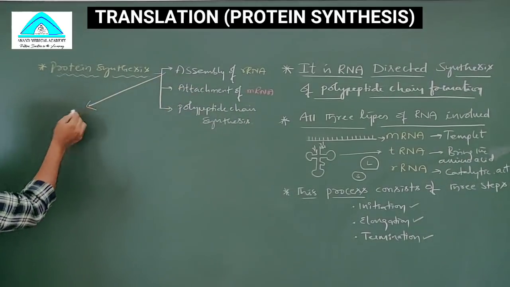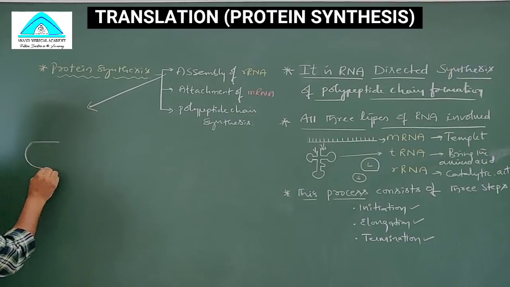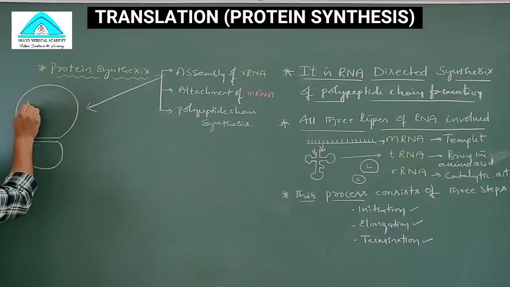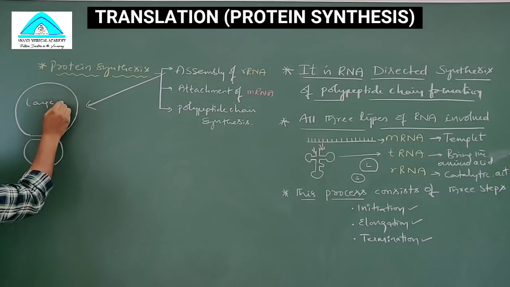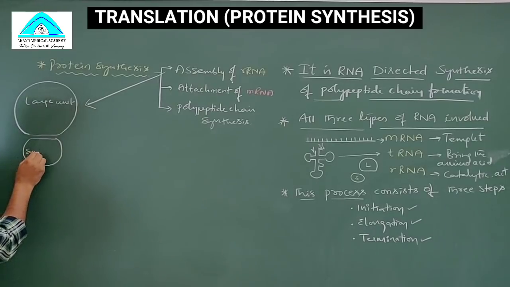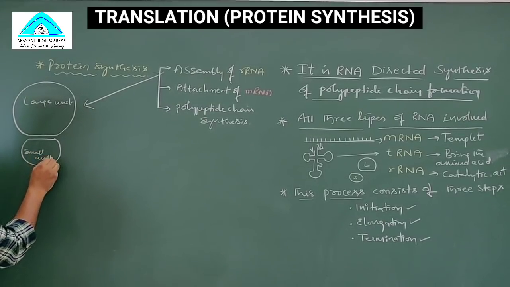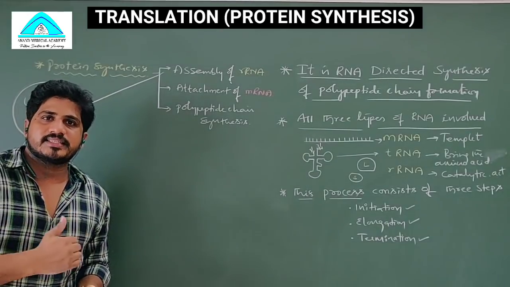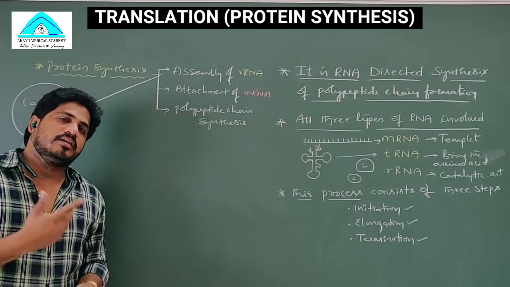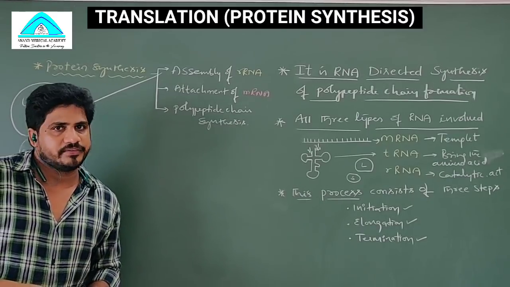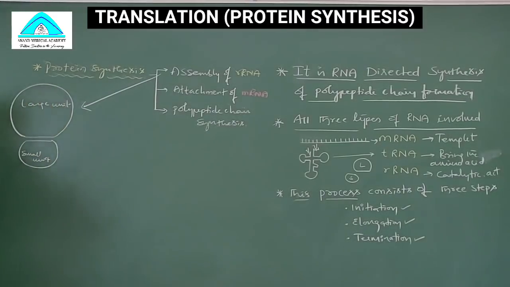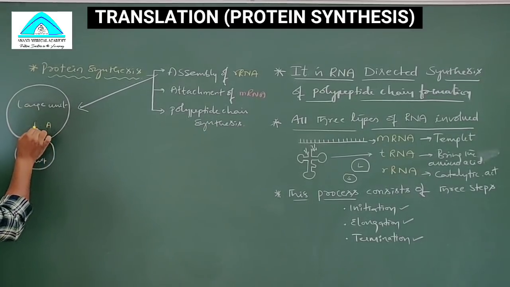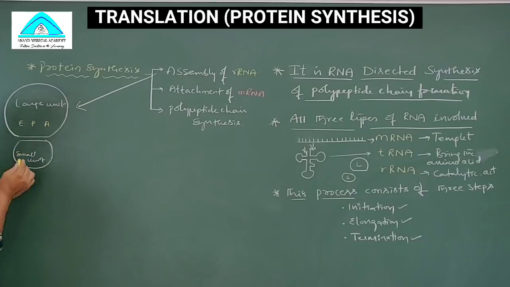So let us see the first step here. This is the smaller ribosome unit and this is the larger ribosomal unit. This is the larger unit. This is the smaller unit. In eukaryotes, it is 60S and 40S. In prokaryotes, it is 30S and 50S. Now, in the larger subunit, there are 3 sites: A, P, and E.